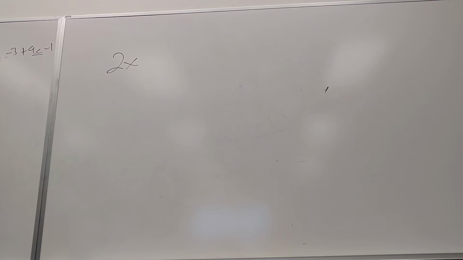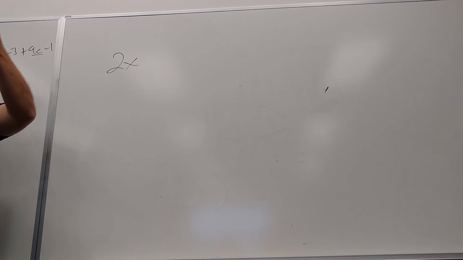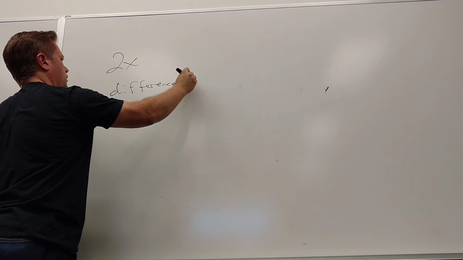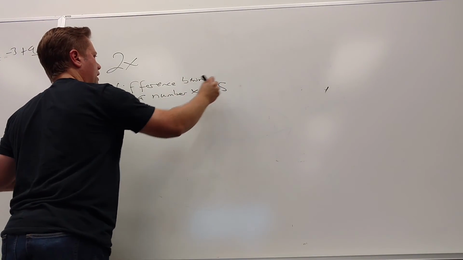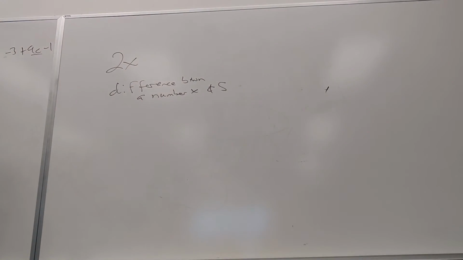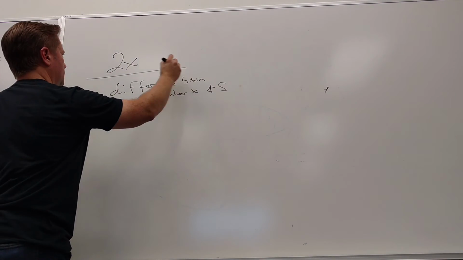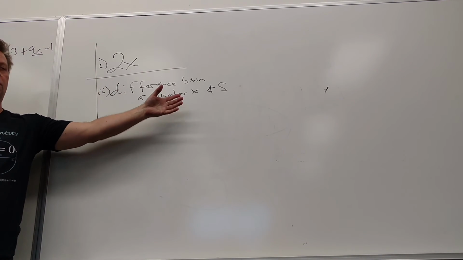What is that in English? Twice a number. Is that cool? That's twice a number. Now, how do I write the difference between a number x and 5? How would I write that? Be careful, that would be the product of negative 5 and x. These are two different things. The difference between a number x and 5.